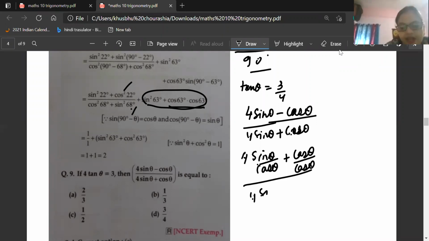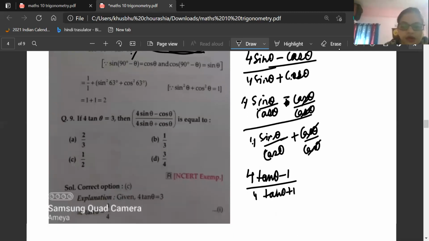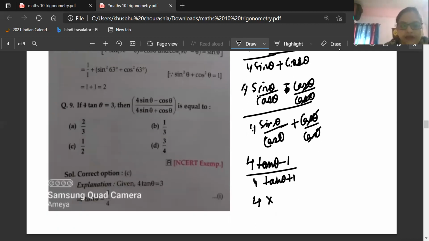Again 4 sine theta, here minus is there, by cos theta plus cos theta by cos theta. So this and this will get cancelled. So 4 tan theta, since sine theta by cos theta is nothing but tan theta. So it will become (4 tan theta minus 1) by (4 tan theta plus 1). The tan theta value is already given as 3 by 4. So 4 into 3 by 4 minus 1.